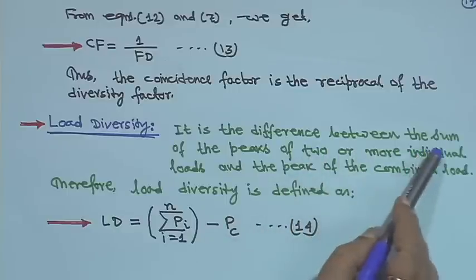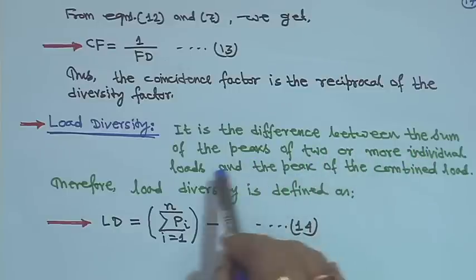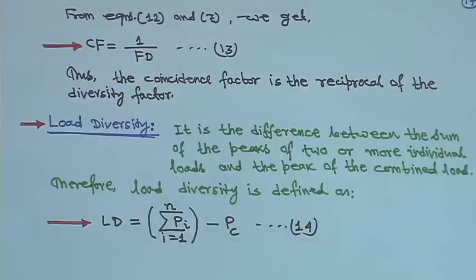So, it is the difference between the sum of the peaks of 2 or more individual loads. Suppose you have 3 different types of loads. Their peaks you are adding, so sigma i equals 1 to n Pi, minus the peak of the combined load, that is Pc, which we have defined earlier, right. So, that is your load diversity, LD is equal to this one minus Pc, equation 14.